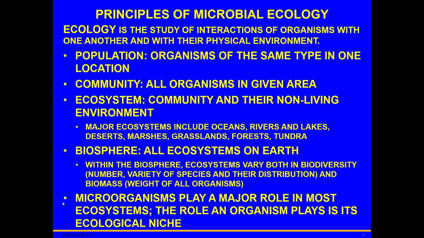So this is what we refer to as biotic and abiotic. Non-living environment can include things like water temperature, sunlight, the acidity of the water, basically the temperature of the air, etc. Now, there are major ecosystems that include oceans, rivers, lakes, deserts, marshes, grasslands, forests, tundra. And in every one of them, you're going to find some type of bacteria.